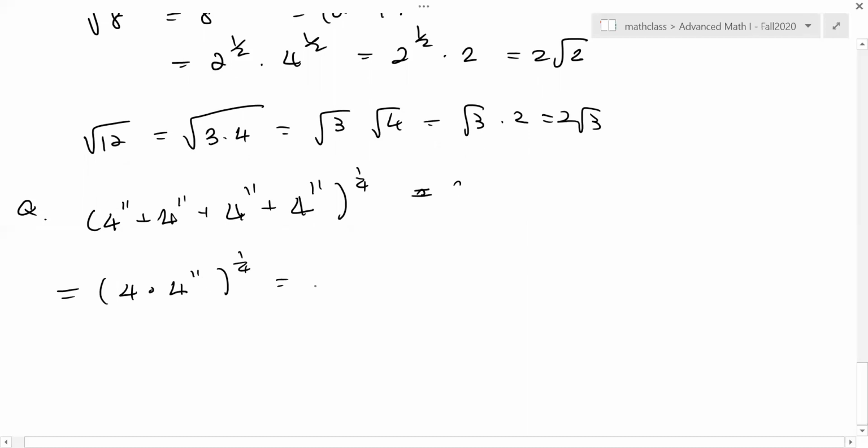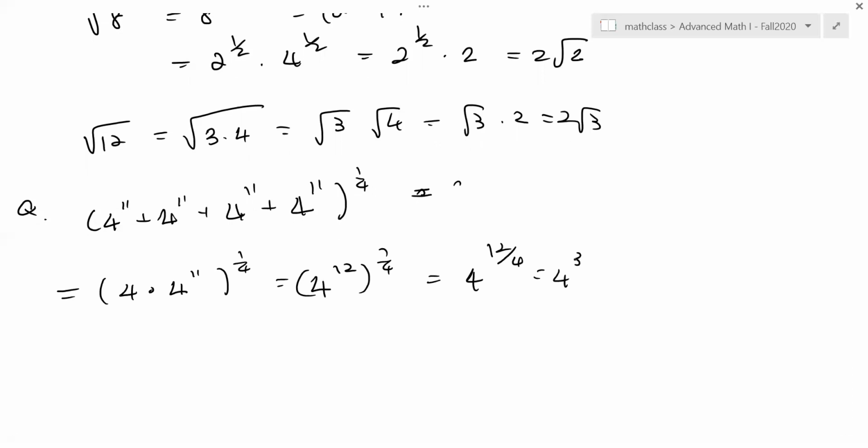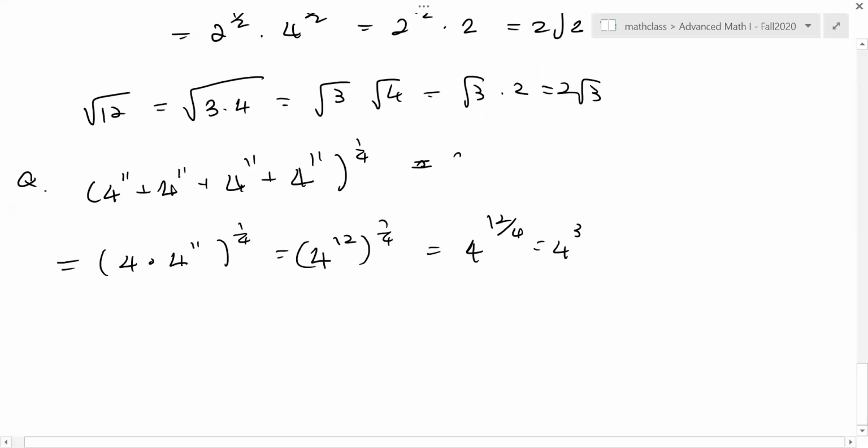Then combine those two terms on the inside. That's 1 plus 11, which is 12. So now this is actually 4 to the 12 over 4, and 12 over 4 is 3. So the answer is 4 cubed.